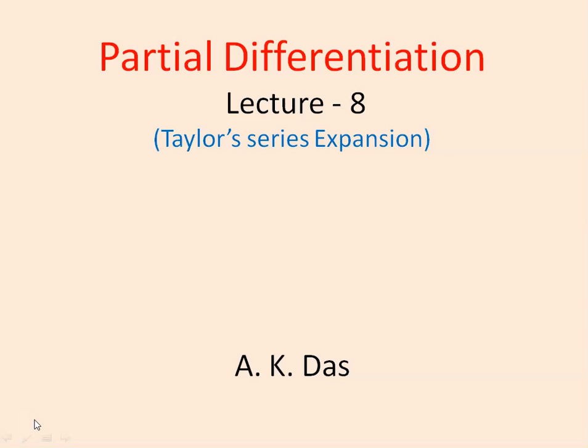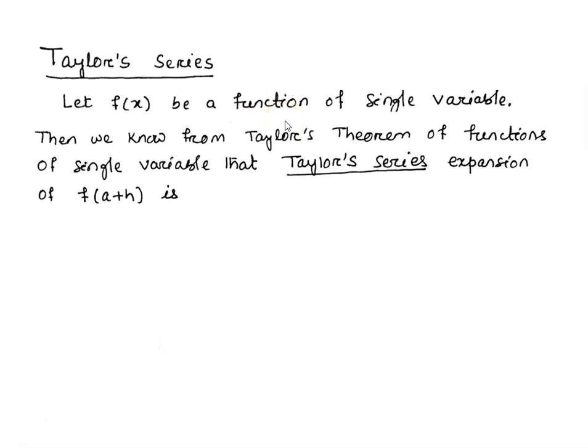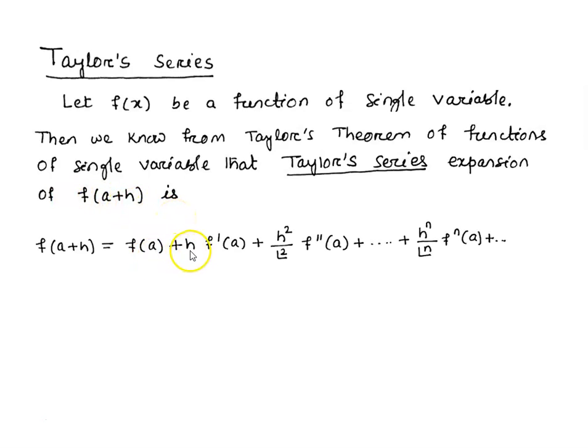Before proceeding to the Taylor series expansion of functions of two variables, let us recall what the Taylor series expansion is for a function of a single variable. Let f(x) be a function of a single variable. Then we know from Taylor's theorem that the Taylor series expansion of f(a+h) is f(a) + h f'(a) + h²/2! f''(a) + ... up to h^n/n! times the nth derivative of f at a.